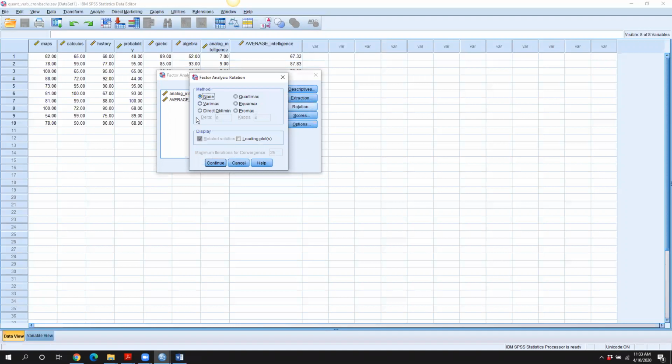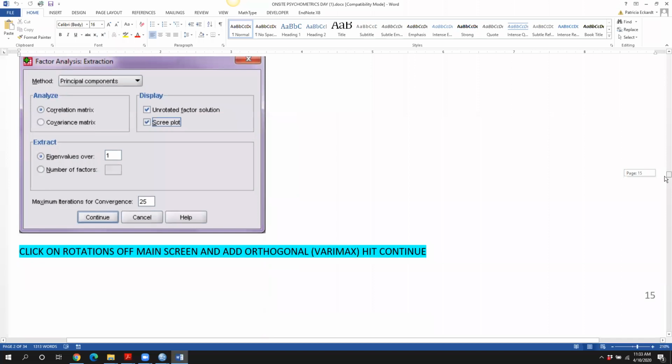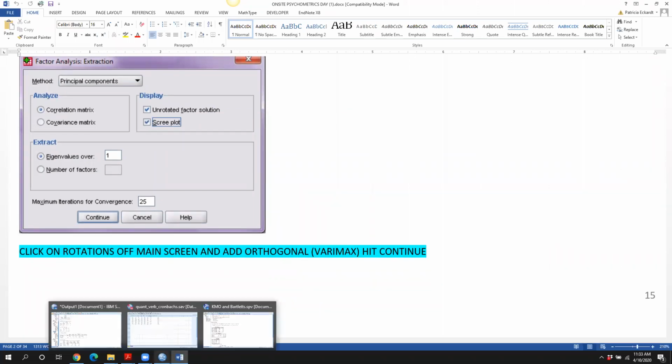Rotation, we're going to be doing Varimax first, and right, we're doing orthogonal. Let me just double check your handout. Scree plot and continue. Orthogonal, yep, Varimax. Okay, meaning that we're not asking it to come up with an optimal solution assuming that those subconstructs are correlated.